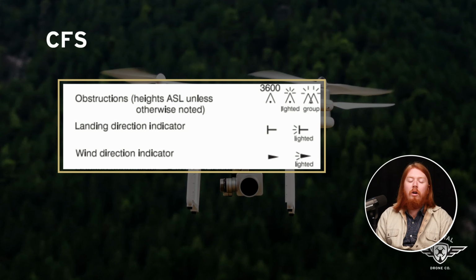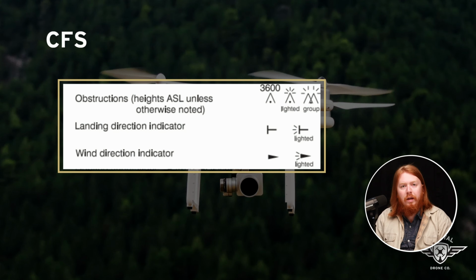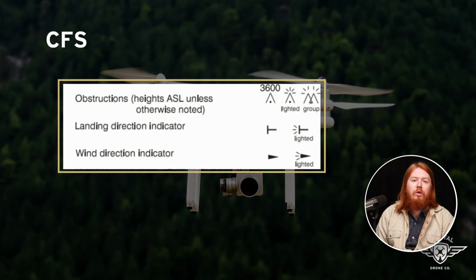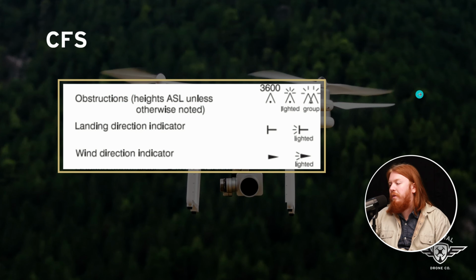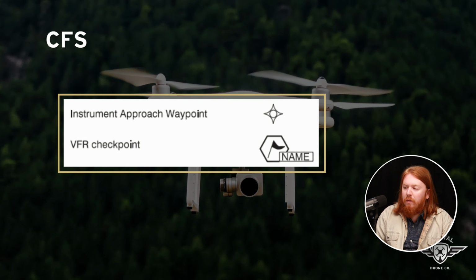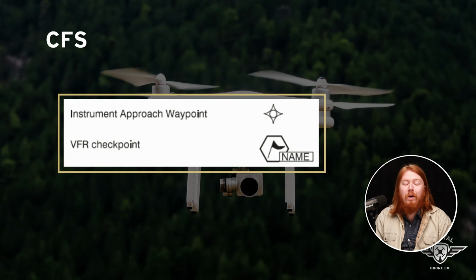So if you are operating near an aerodrome and you would like to know where the windsock is so you can determine the direction and speed of the wind, you would look in the CFS, find out where the windsock is. Some of the other things you'll see are these different types of waypoints or checkpoints. Now, these are places where aircraft are going to be flying.